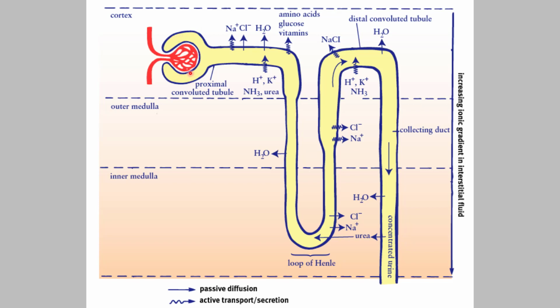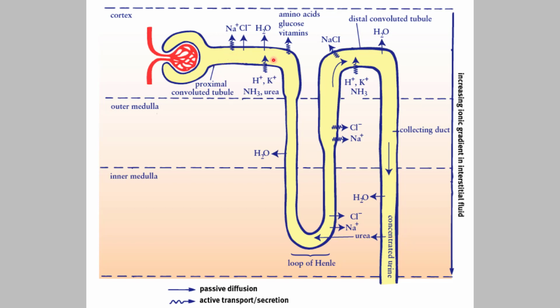But as Bowman's capsule fills up with filtrate, that filtrate travels. Now we're going to see those terms that we learned before. The first part of the tubule is the proximal convoluted tubule, or the PCT. Now we have this U-shaped area called the loop of Henle, or the renal tubule. We have a descending limb of the loop of Henle and an ascending limb of the loop of Henle. Then we get to a distal convoluted tubule and a collecting duct.